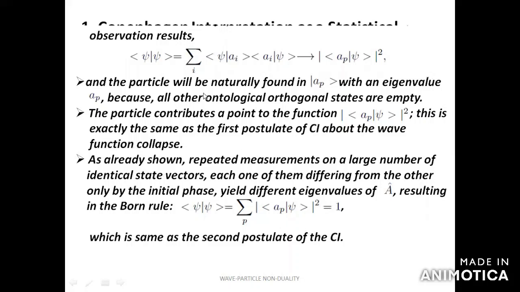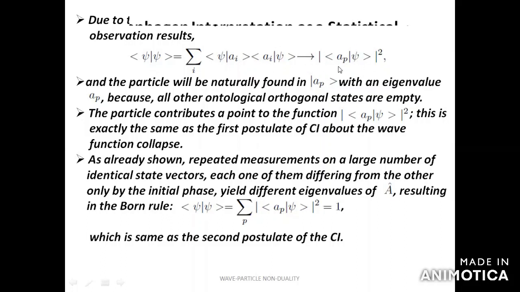Now upon observation, as I have already told, psi and its dual are excited in the detector screen and then interaction happens. But the particle is there only in one state, A_P. The rest of them are all orthogonal eigenstates, but they are empty, so none of them will contribute. Only this will contribute. So this entire thing goes to here.